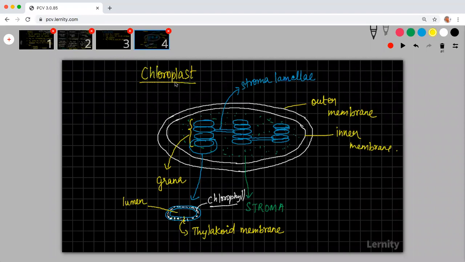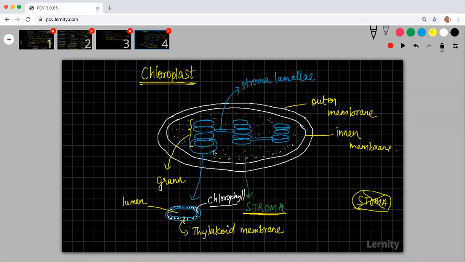The chloroplast is covered with two membranes: one is the outer membrane and the other is the inner membrane. So what is this covering? This is covering a fluid which we call stroma. Okay, I'm not using the word stoma. Stoma means the opening of stomata. This is stroma, with an R. The stroma is present throughout this particular chloroplast.